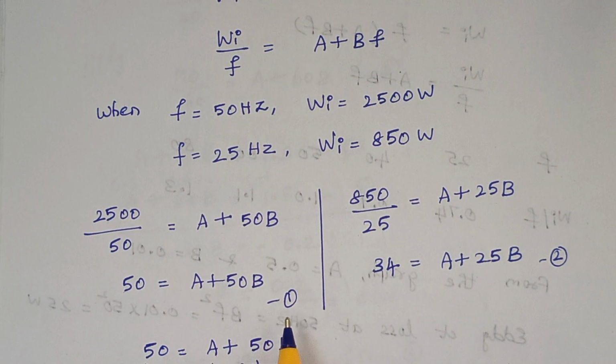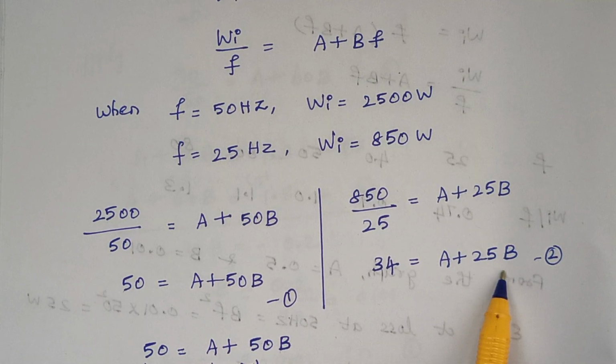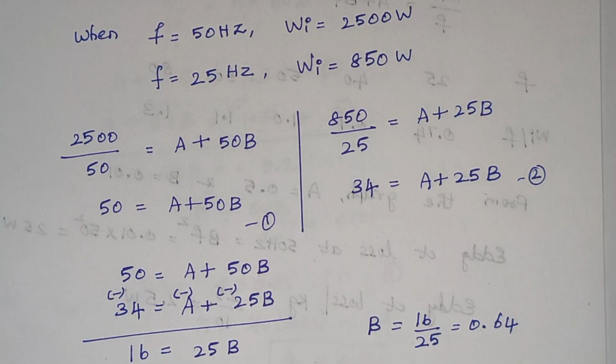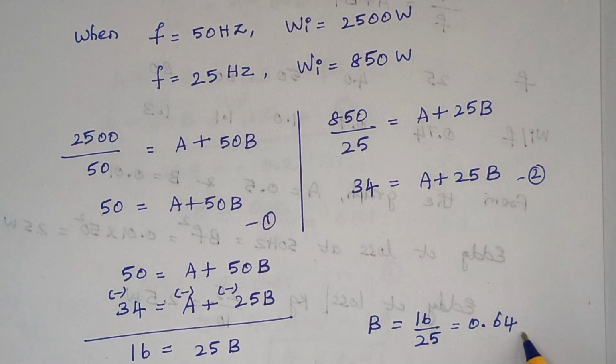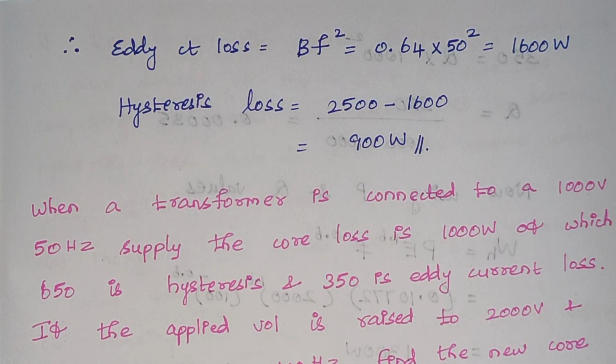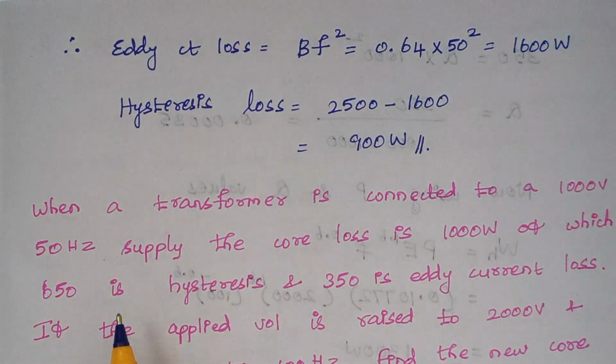So this is our equation 1 and this is our equation 2. Once you simplify, we find the values of A and B. So this is the value of B, which is 0.64, and we have calculated the value of B, right?